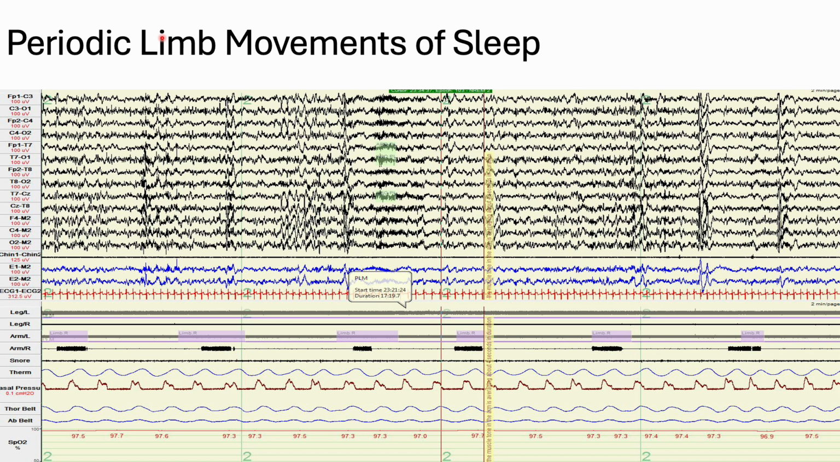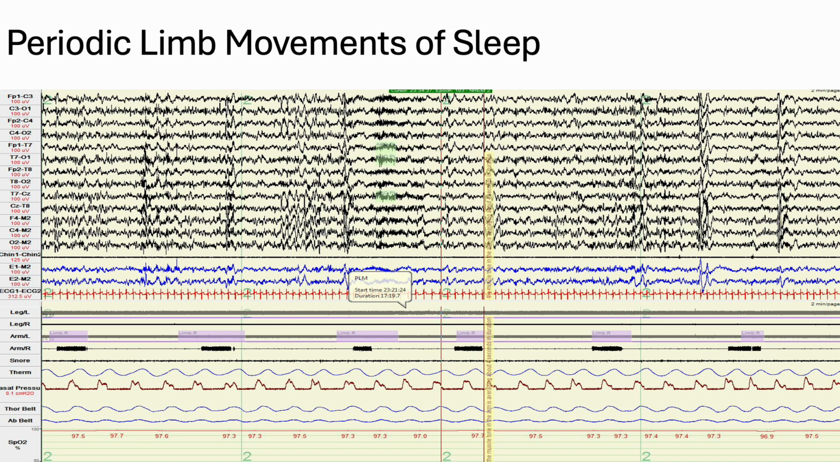And this is a 2-minute window. You see these green lines. These are 30-second epochs, so this is 2 minutes. For PLMS, you have to have a run of at least 4 movements. Each movement has to have at least 5 seconds between them, but no more than 90. So if it has more than 3 epochs without a movement, then you can't score that one.